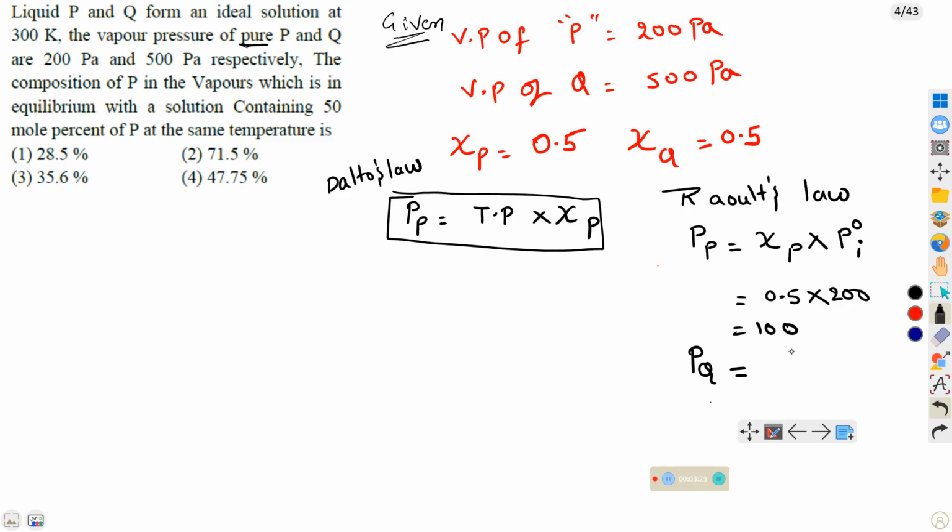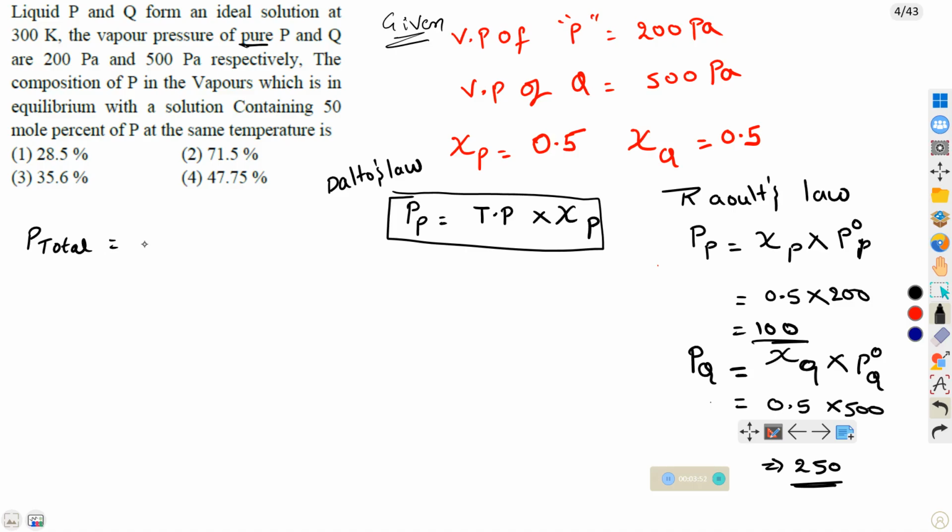Partial pressure of Q is equal to mole fraction of Q into P naught Q. This is P naught P, P naught Q. Now simplify. 0.5 into 500, that is equal to 250. Now total pressure P total is equal to 100 plus 250, that is equal to 350 pascals.